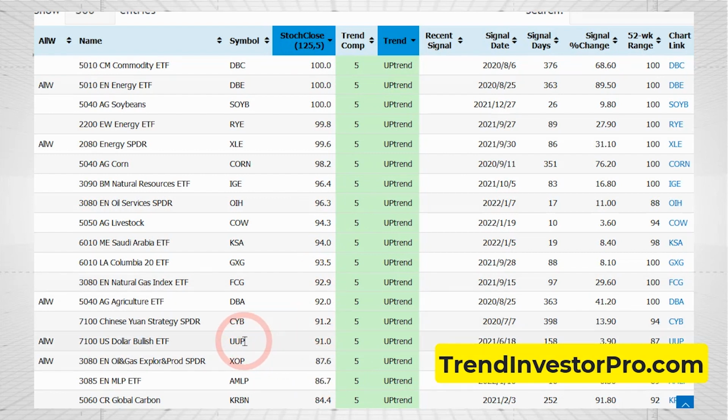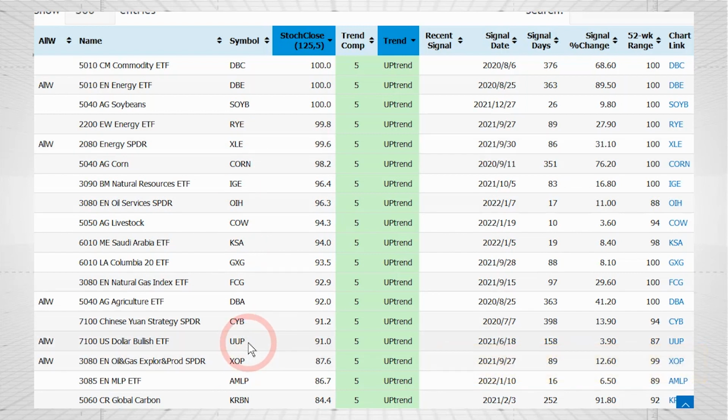And you can see the dollar is also strong. So how about that? Commodities and the dollar strong. Just means you've got to pay attention to the price charts and what's going on with the individual ETF, and put these intermarket relationships on the back burner.